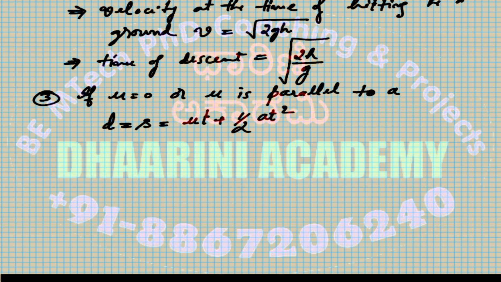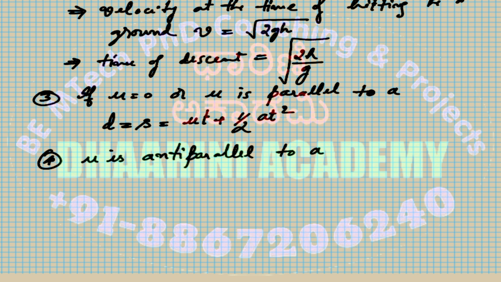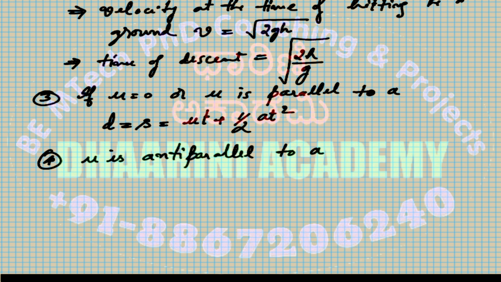Straightforward equation. Then let's go to a different case. This is the fourth case. If u is not parallel, so it's anti-parallel to a, then what happens? The motion is first retarded and then accelerated in the opposite direction. So it's actually moving in this direction.